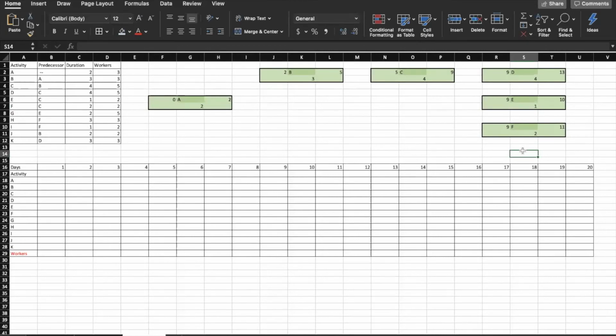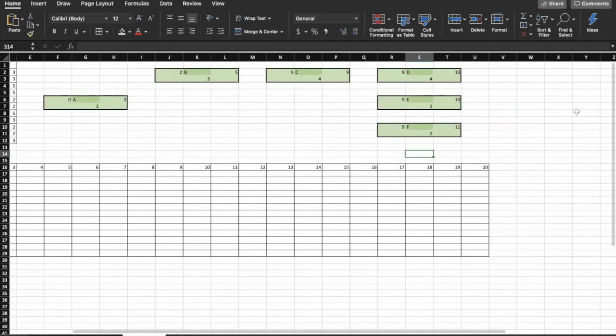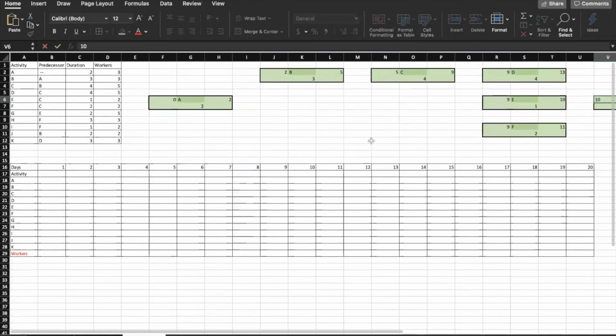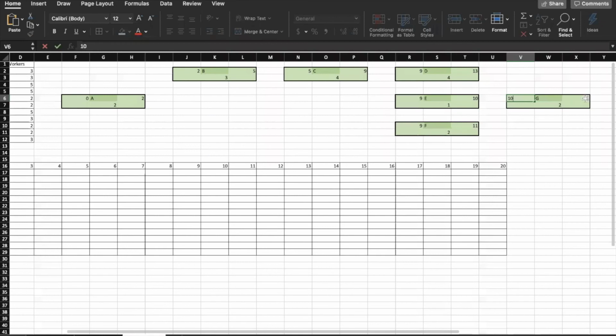So looking back at the chart, we're finished with F. The next cell would be G, and it comes right after E. So I'll paste it close to E. And we know it starts as soon as E is done, so that would be day 10. And for G, we have a duration of 2 days, so it will finish on the 12th.